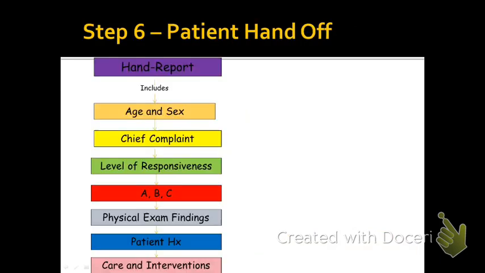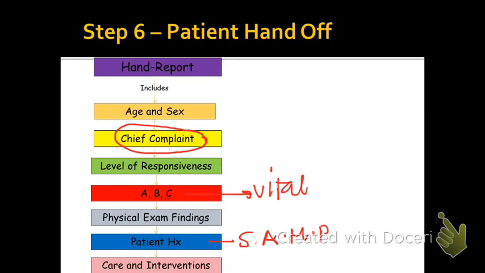So let's go ahead and talk about the patient handoff. The patient handoff includes a handoff report, which is why I said it's important that you put some type of notepad and pen in the back of your trunk. What it's going to include is specific patient information and information from your patient assessment. So the first thing that you always want to note is the age and the sex of the patient. Remember your chief complaint. We're going back to the initial assessment portion of that. We need the levels of responsiveness. Are they alert? Are they verbal, painful, unresponsive? Then we're going to our ABCs, or what we consider to be the vitals, right? Our physical examination findings, our patient history, or what we would say is the SAMPLE, and then any care that you've provided for your patient.